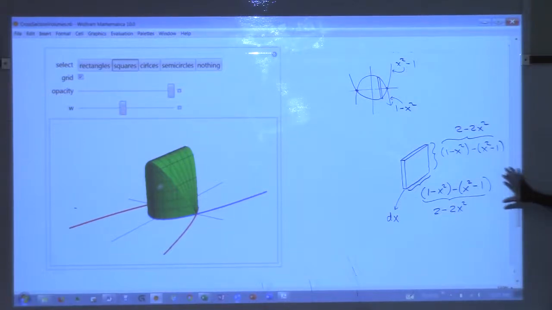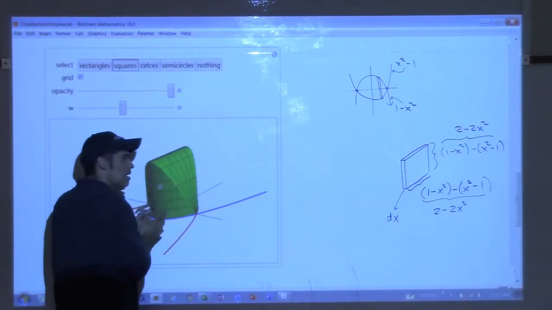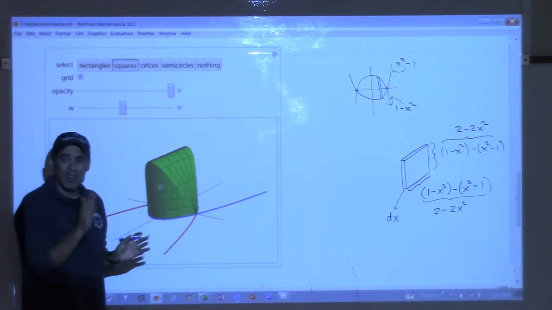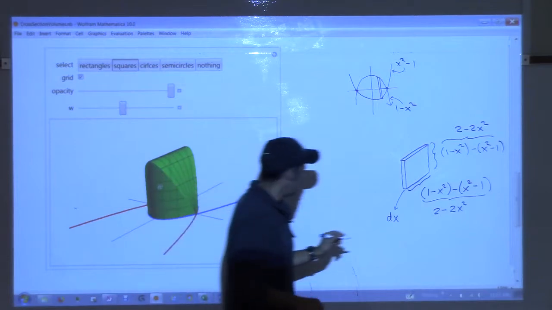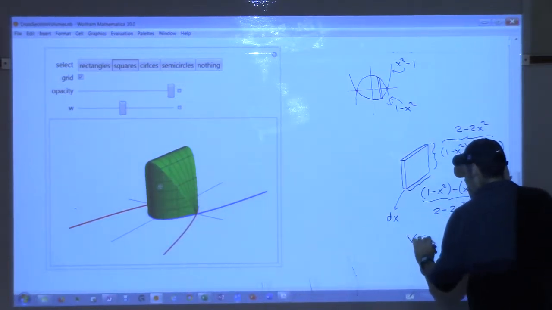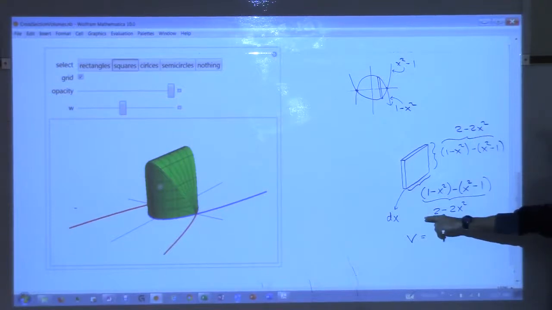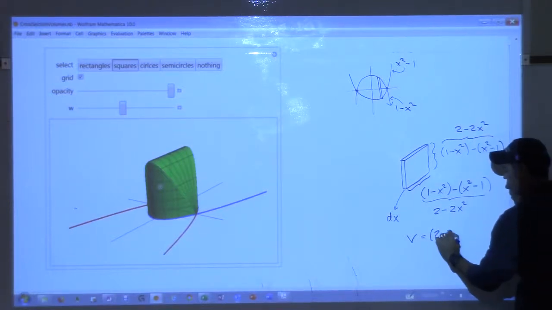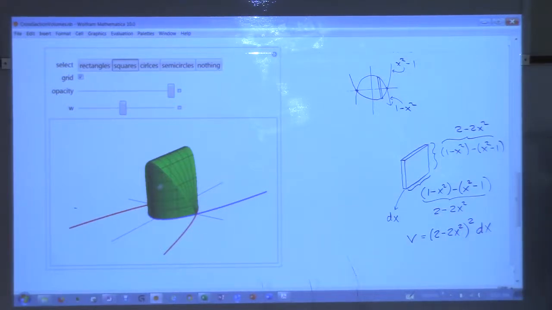So what we've done is we've taken the geometric picture and we've said, okay, we're going to come up with a formula for the volume of one slice, right? So the volume of just that slice, what would it be? The volume of just this slice would be this, right? Times dx. So I'm just going to put 2 minus 2x squared dx. And that's the volume of a single slice. I want all the slices, right?